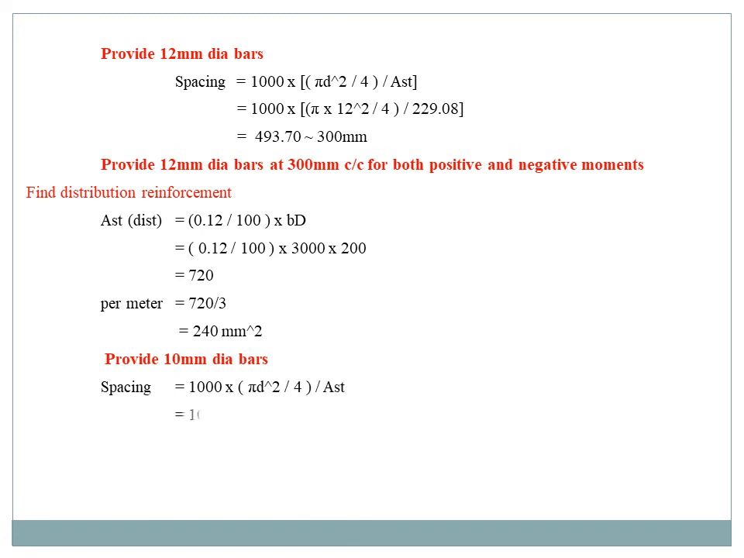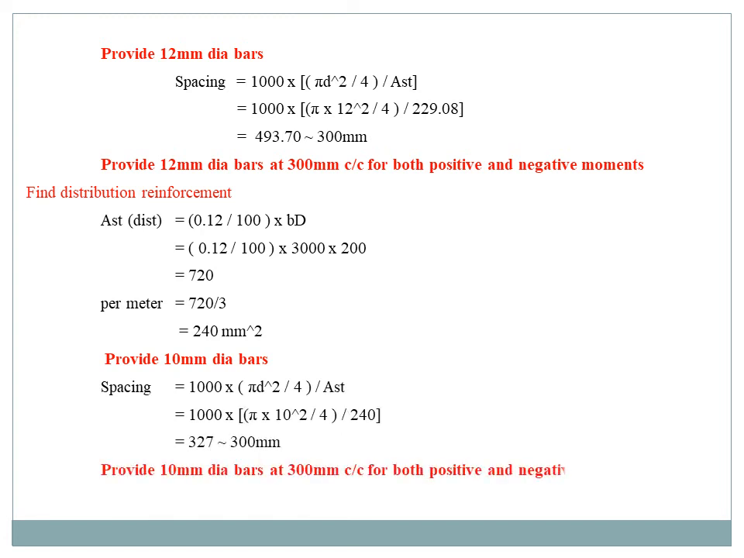So provide 12 mm dia bars at 300 mm center to center distance for both positive and negative moments, because the positive and negative moment values are the same. So you can use the same diameter and the same spacing for both positive and negative moments. Next, find the distribution reinforcement. Same formula, 0.12 percent of the cross section area. Then convert into per meter. So per meter is 240 mm².